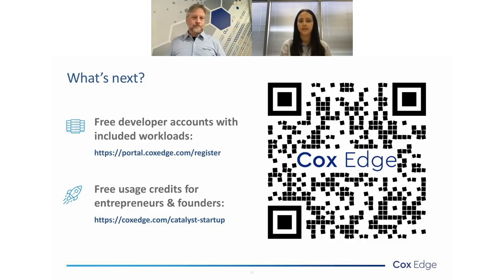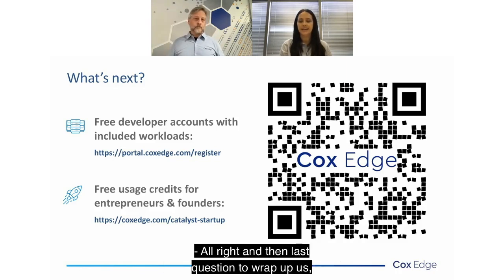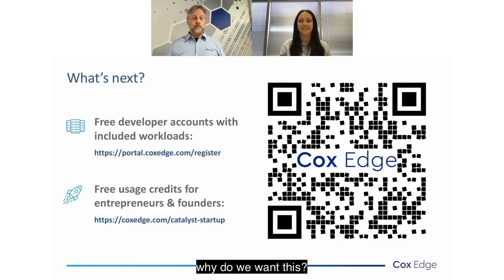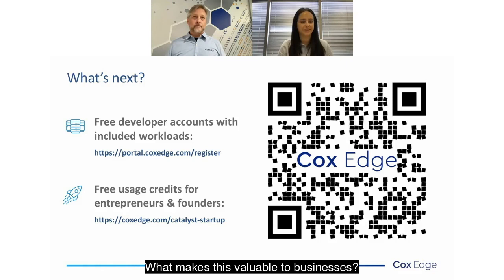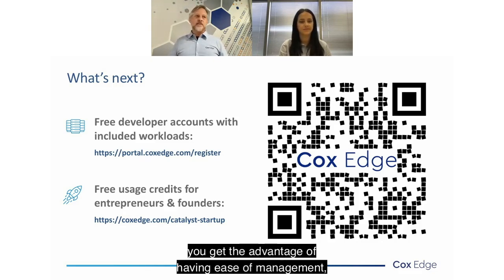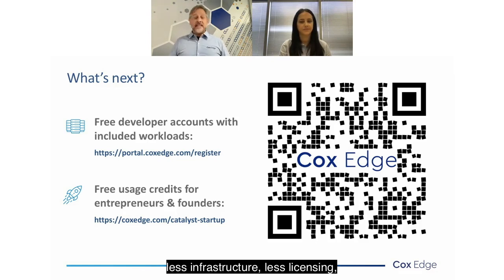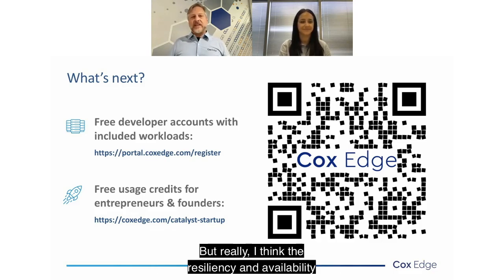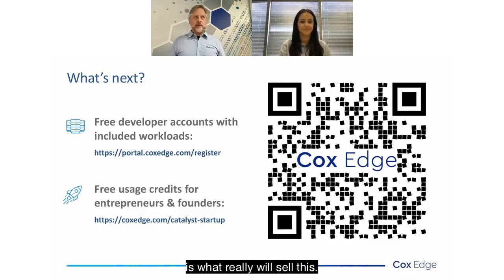Okay, all right, and then last question to wrap us up. Why do we want this? What makes this valuable to businesses? Absolutely. Good question. Really, I think the biggest thing is availability and resiliency. Like I talked about earlier, you get the advantage of having ease of management, less infrastructure, less licensing, less nodes to support and stuff like that. But really, I think the resiliency and the availability is what really will sell this.